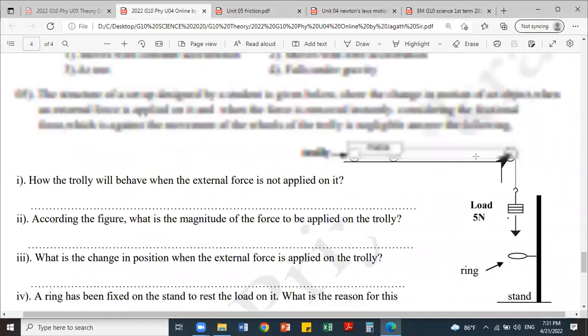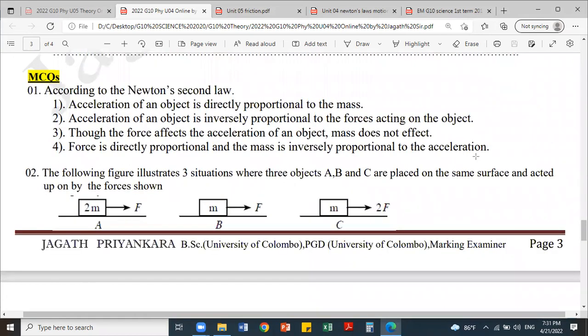First, a few MCQs. Who can give me the answer for the first MCQ? Any volunteers? Please raise the hand. These are from Newton's second law. What are the two main facts of Newton's second law? Look at the theory note or the textbooks. What is the answer for this?